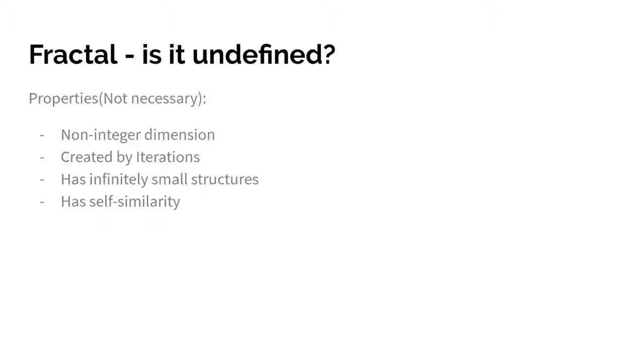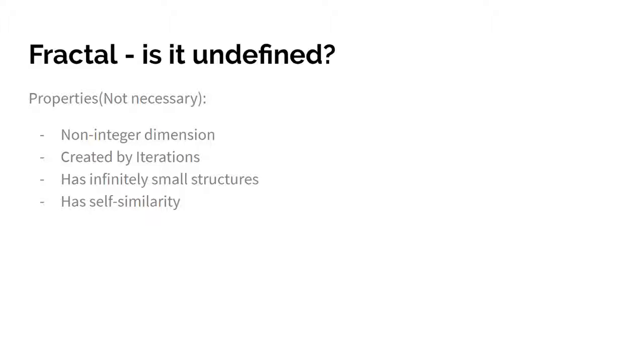The third property is that they have small structures that have very complex shapes, geometric shapes and topology structures. And the fourth property is some kind of self-similarity.